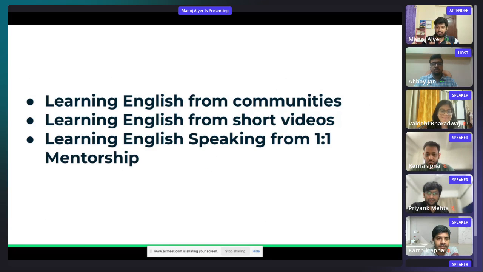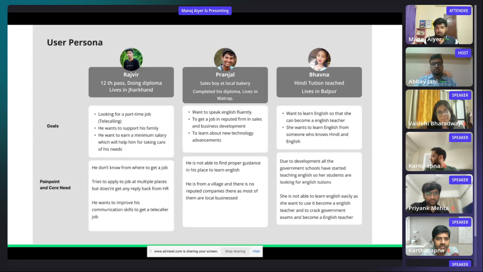So I've broken down the solutions into three parts. One is learning English from communities, from short videos, and learning English speaking from 1:1 mentorship. These are my user personas. I've mainly focused on people who have a diploma or degree and want to get a job, and English is acting as a barrier for them.